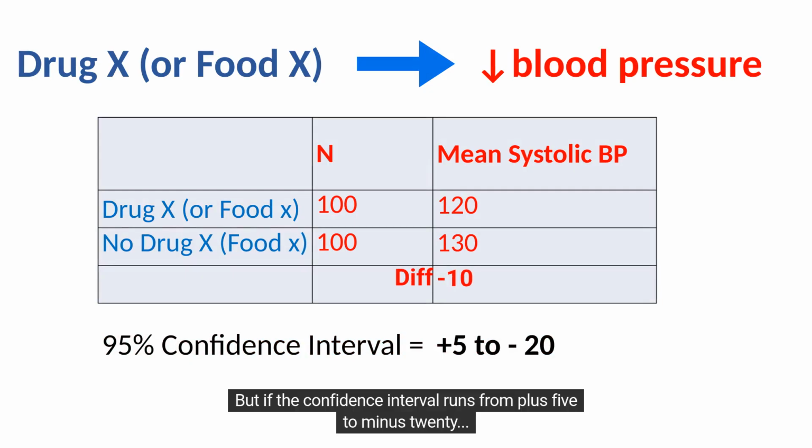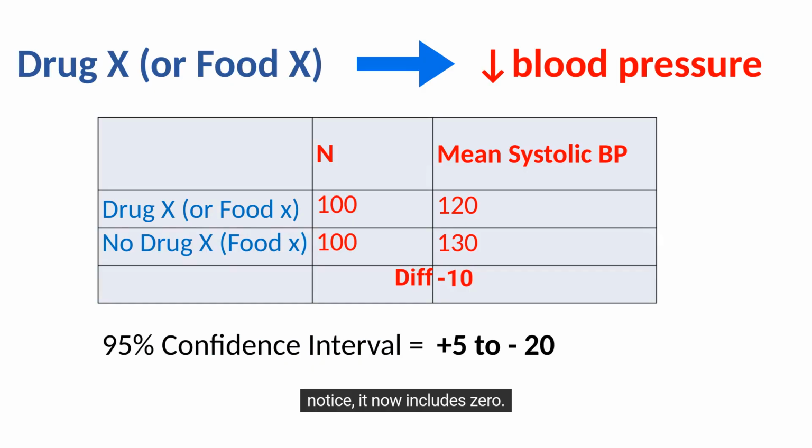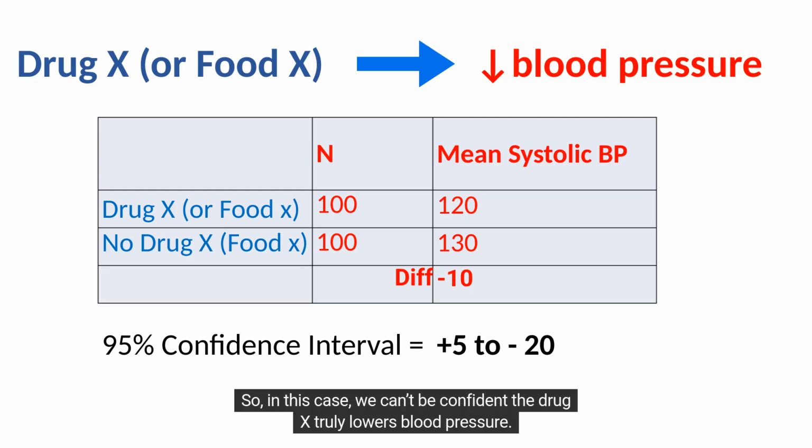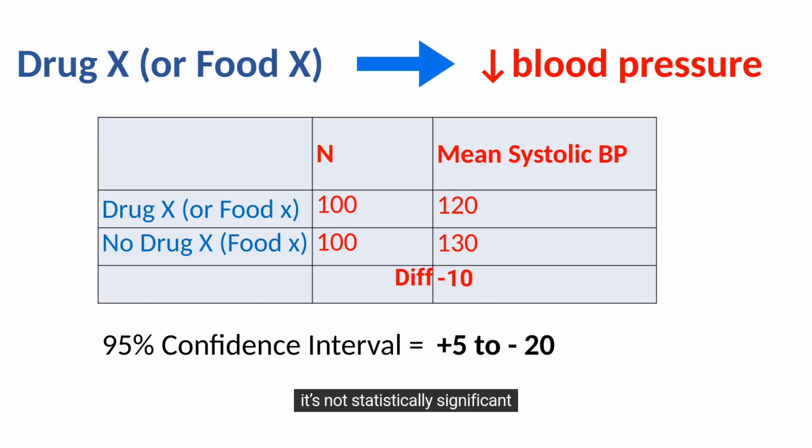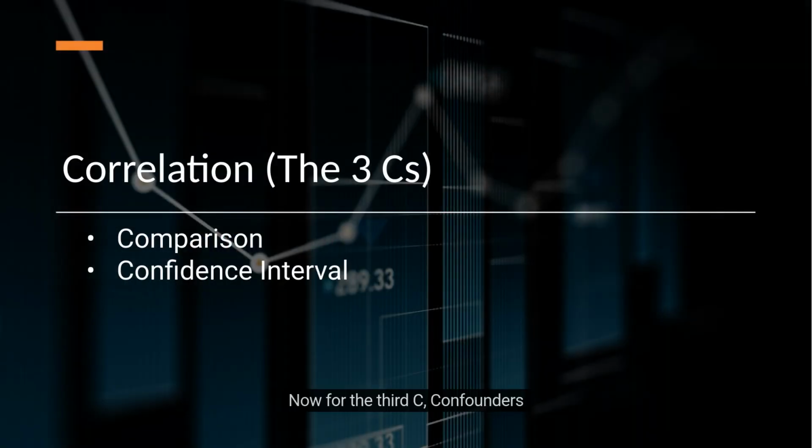But if the confidence interval runs from +5 to -20, notice it now includes 0. That means the difference might not be real. So, in this case, we can't be confident the drug X truly lowers blood pressure. It's not statistically significant. Now for the third C, confounders.